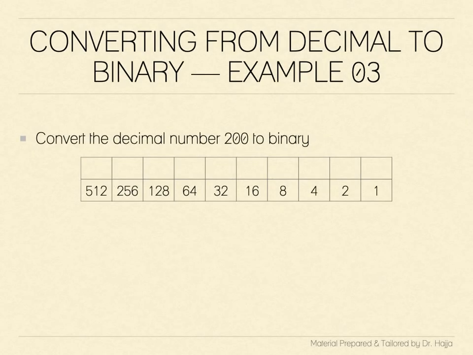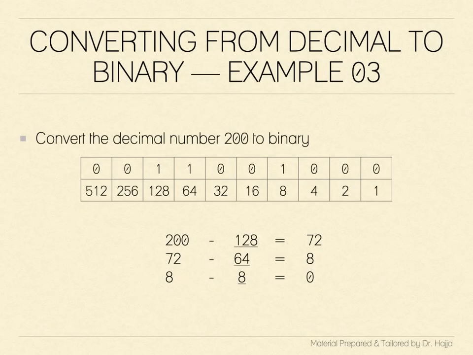Now, let's work on converting the decimal number 200 to binary. We set up our base 2 table again, with the powers of 2 from right to left: 1, 2, 4, 8, 16, 32, 64, 128, 256, and 512. The largest power of 2 that fits into 200 is 128. We place a 1 above 128 in our table. Subtracting 128 from 200 leaves us with 72. The largest power of 2 that fits into 72 is 64. So we place a 1 above 64.